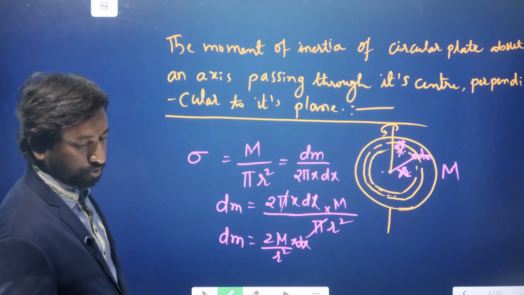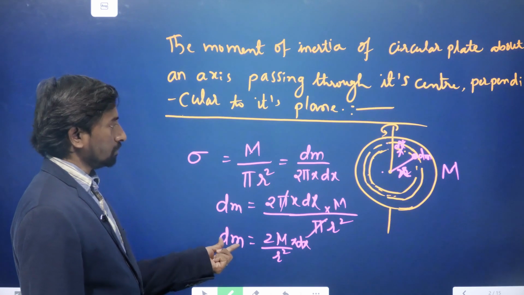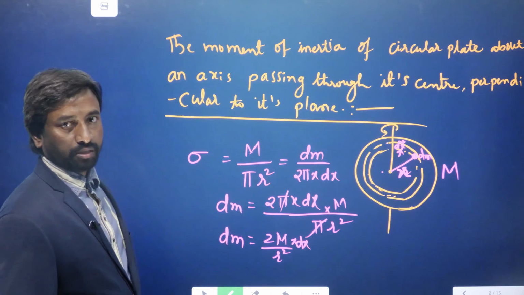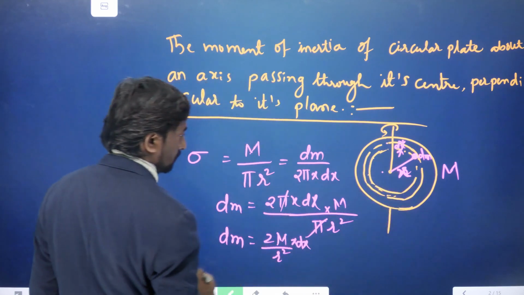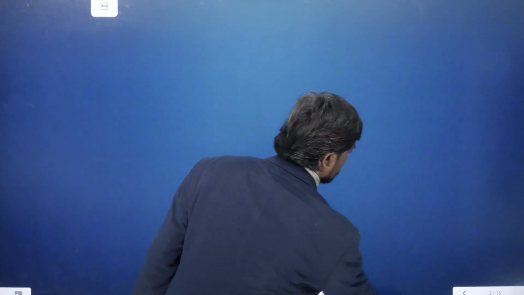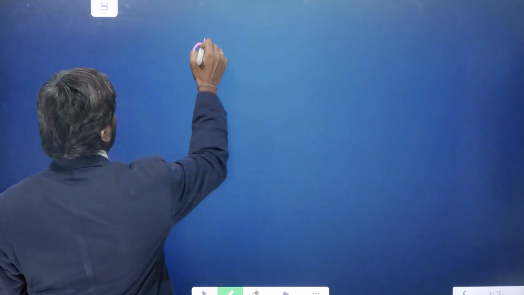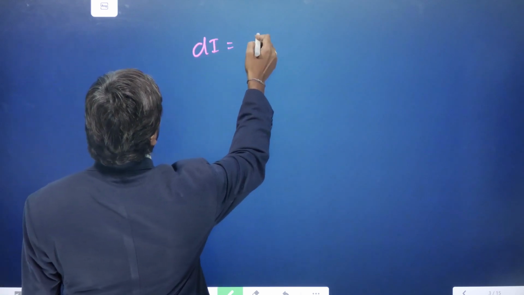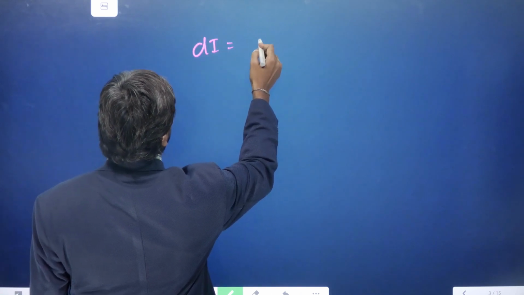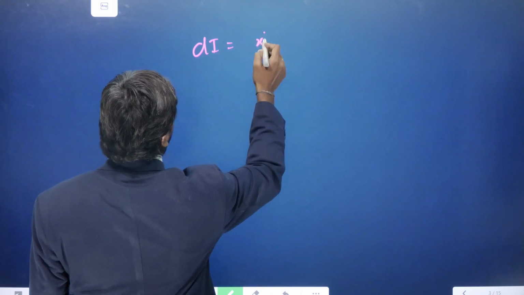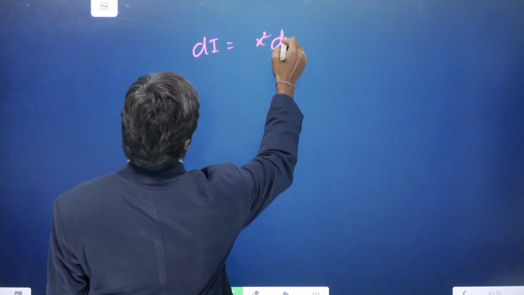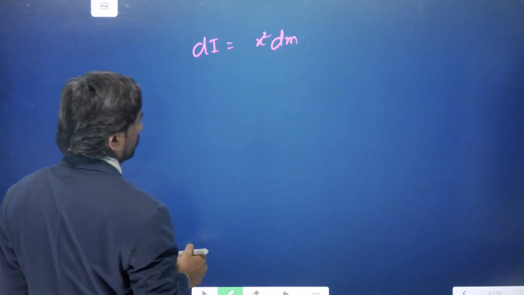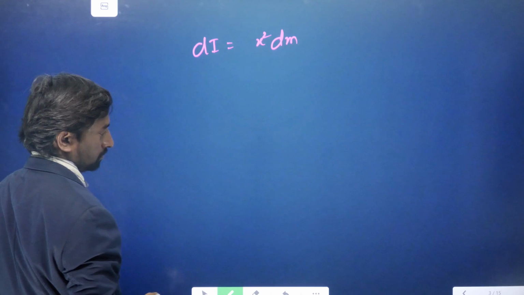So now we should write here the moment of inertia. Moment of inertia about this total. So the dm mass we found here. So now the moment of inertia can be written as dI is equal to x square into dm.